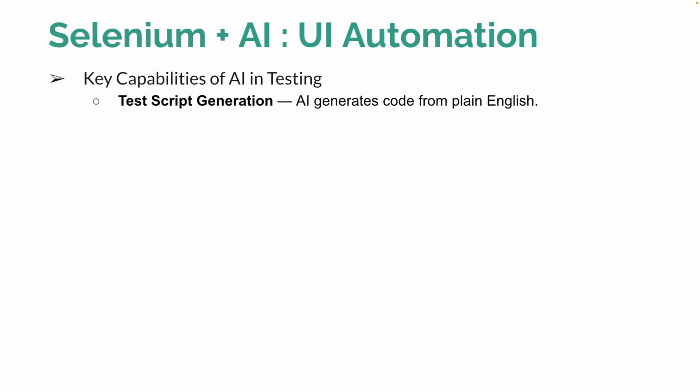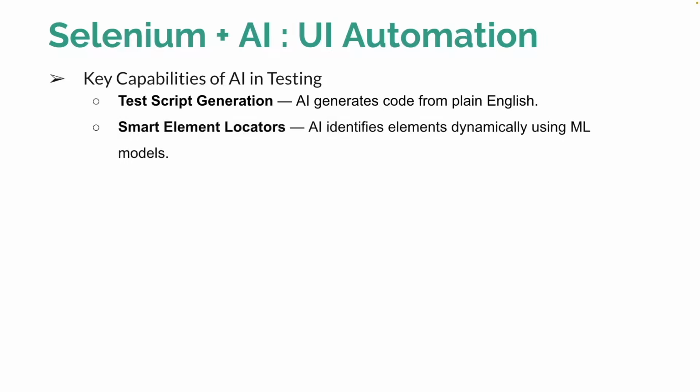AI is just helping you. AI is improving your productivity. That is the correct term. Whatever code you were generating manually, now AI is helping you to generate that code. But you definitely need to update that code, sanitize that code, refine that code, and use that code in your frameworks. The second is smarter element locators.